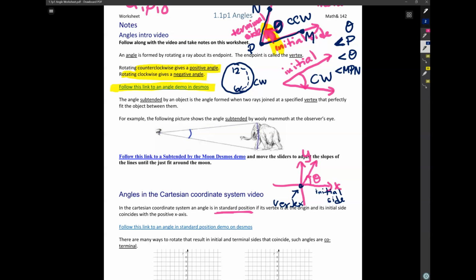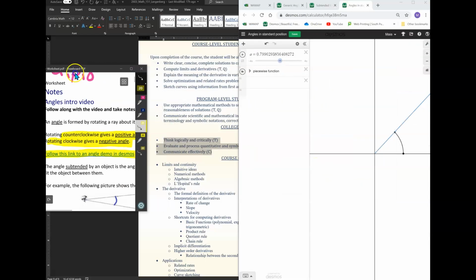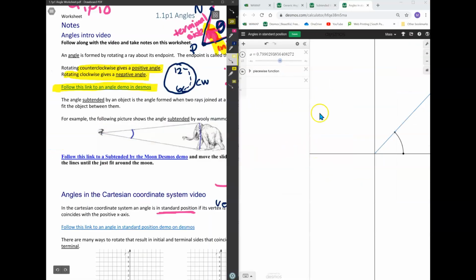And once we get into the Cartesian coordinate system, let's also start to play around with the idea of these angles being a little bigger. I drew all these smaller angles, acute angles, less than 90 degrees. But they can certainly be bigger than that. So if you'd like to play around a little, follow the Desmos link. Just like before, our angle is going to be stuck into the XY plane.